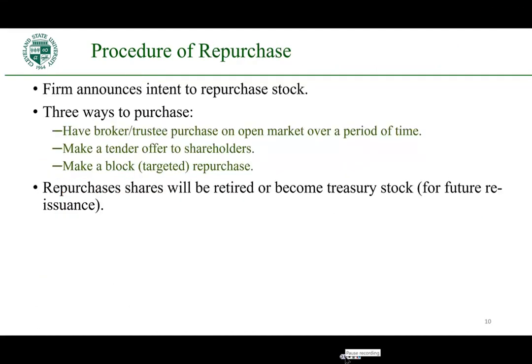Next, let's look at the procedure of repurchases. Initially, the firm announces their intent to repurchase stocks. Then they have a choice of 3 ways to repurchase. First, they could have a broker or trustee purchase on the open market over a period of time. How this works is their broker is going to gradually purchase in the open market from any sellers in the market, just like you and me purchasing on a stock exchange. This is how brokers purchase back the shares as well.